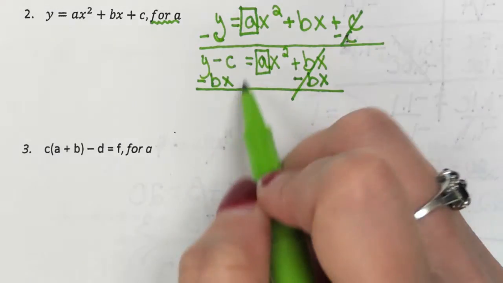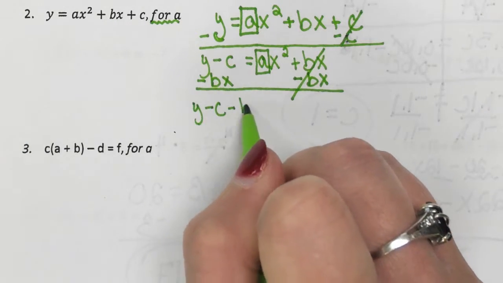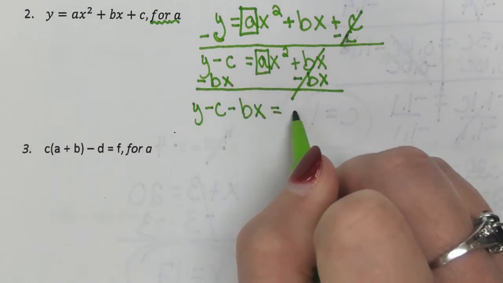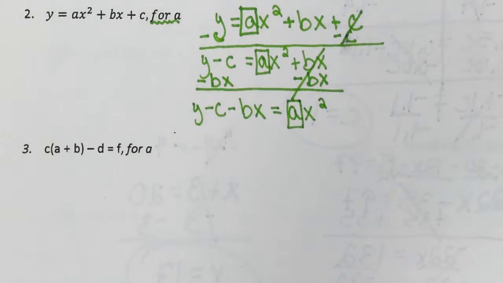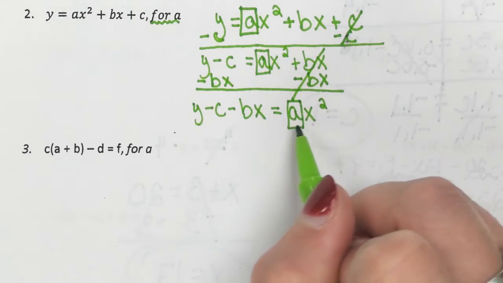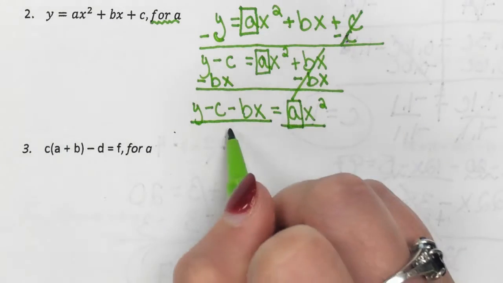All right, now what do you do here? What do I write? Y minus c, yeah. Minus bx. There you go. And then what do I do? Divide by x squared just like you always do, right? So there's nothing different. It's just a whole bunch of letters instead of numbers.